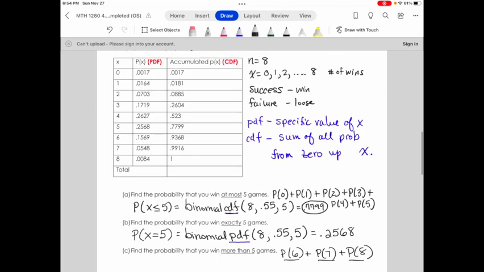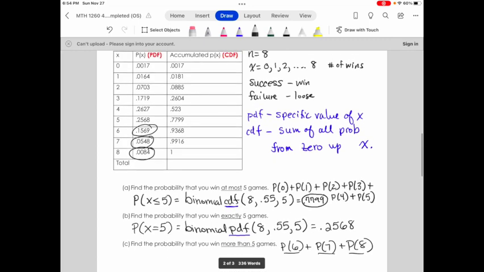Now, what we could do is find the individual values for 6, 7, and 8, those probabilities, which are here, here, and here, and we could add them up separately. So unless you have a table like this, you would have to use binomial PDF 3 times on your calculator, get those values and add them up.